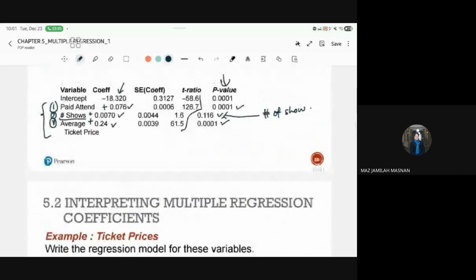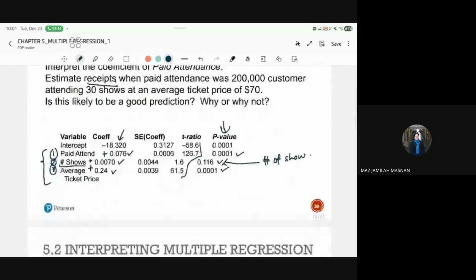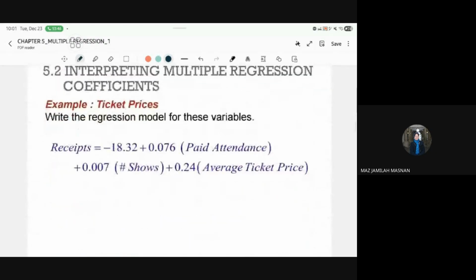Okay, now interpret the coefficient of paid attendance. Look at the paid attendance. First, you can see that the paid attendance has a positive coefficient.